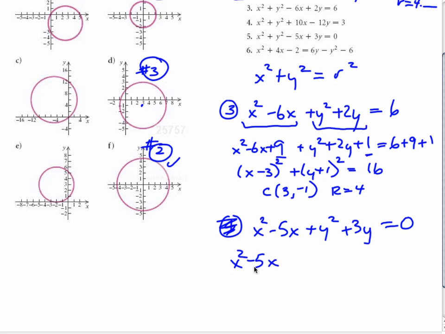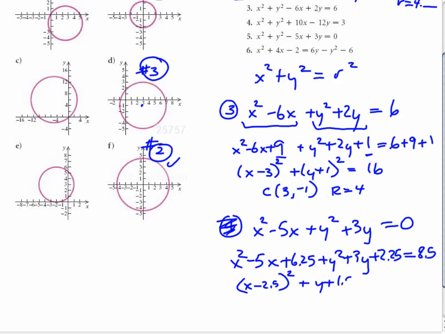5 divided by 2 is 2.5. Squared would be 6.25, I think. Plus y squared plus 3y. And then 3 divided by 2 is 1.5. Squared is 2.25. Equals, I need to add those two to this side. That would be 8.5 on that side. So I'd have x minus 2.5 squared plus y plus 1.5 squared equals 8.5. Remember, I get this number from dividing this one by 2.